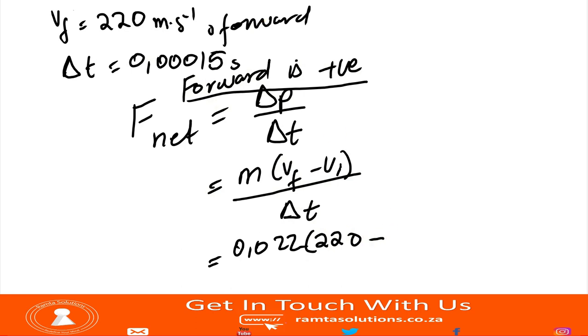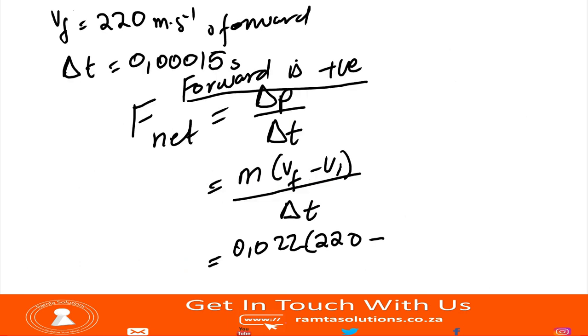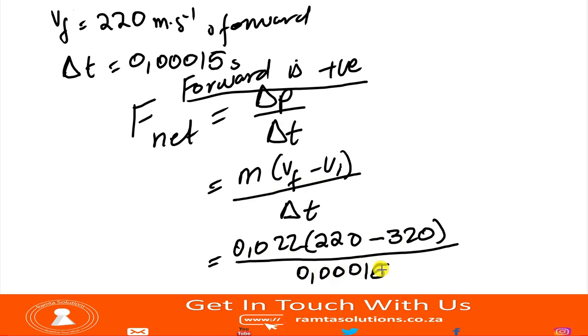Minus, what is the initial velocity? Initial velocity was 320 meters per second forward. And the time is 0.00015. Yeah, three zeros. Let's get our answer.